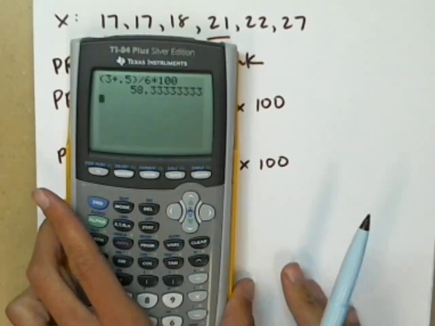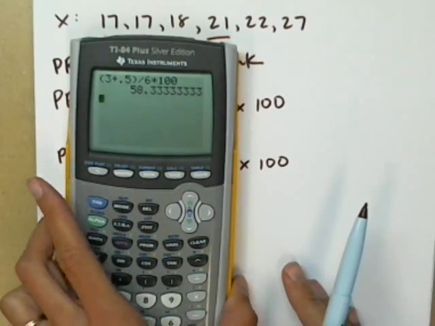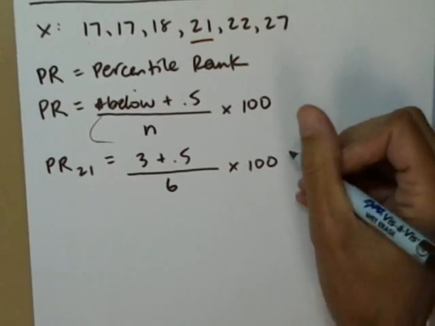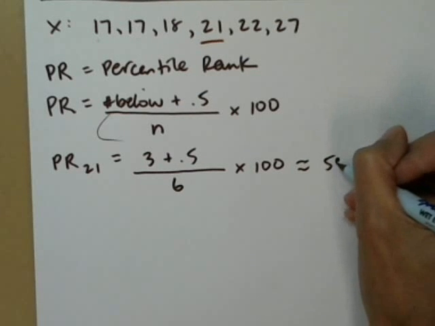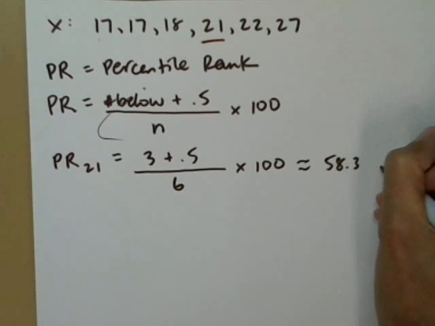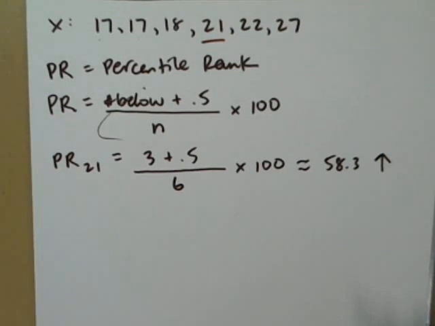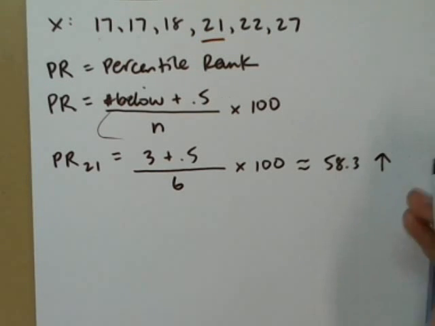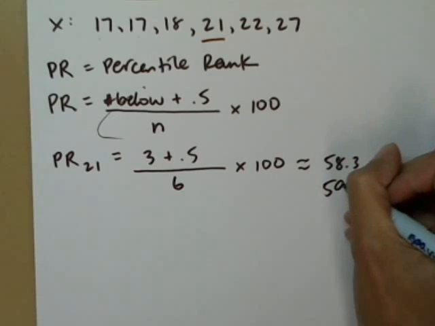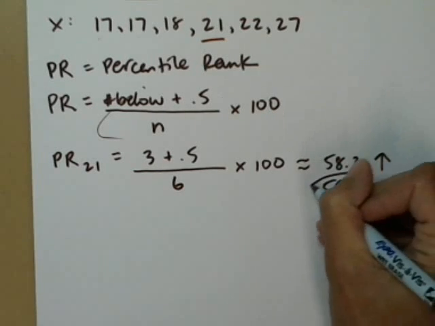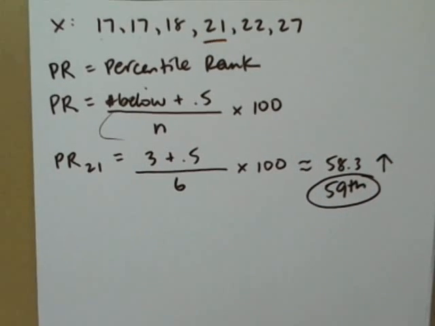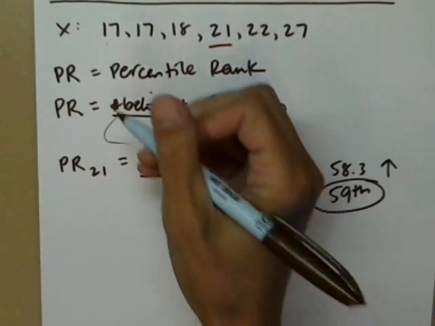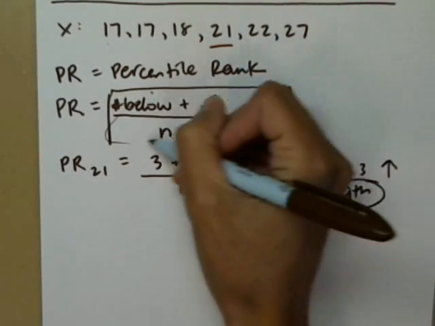I get 58.3. So remember I said I'm a little more than halfway through all of those ages. This will not be my answer. We always want to round it up. Doesn't matter if it's 0.5 and above, it just matters that I'm after 58. So I round it up, and my answer is the 59th percentile. So that's how we figure out percentiles using this formula.